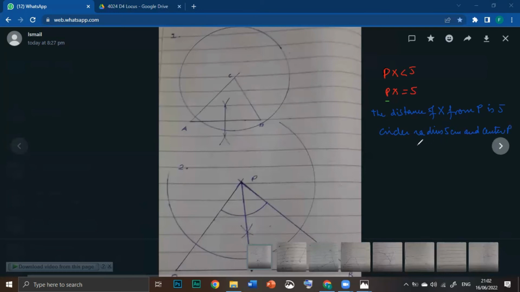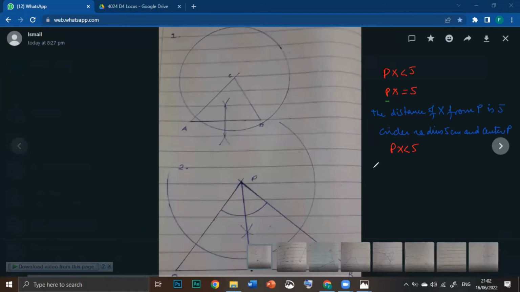Center P. Now we will switch back to the inequality. The inequality is PX is less than 5. So should we remain inside the triangle or outside the triangle? Sir, inside the circle. Sorry, we should remain inside the circle.